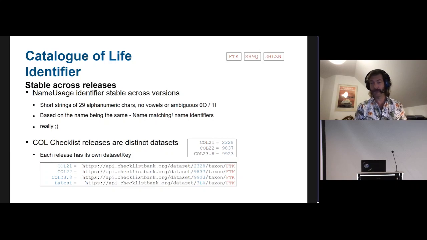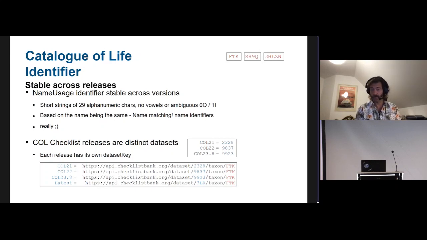You can see some examples at the top right of identifiers that we use. They're just short strings of alphanumeric characters, 29 of them, because we omit vowels to avoid nasty words, something meaningful pretty much in any language. And we also omit ambiguous ones like 0 and O and 1 and L, which can look very much the same often to users.